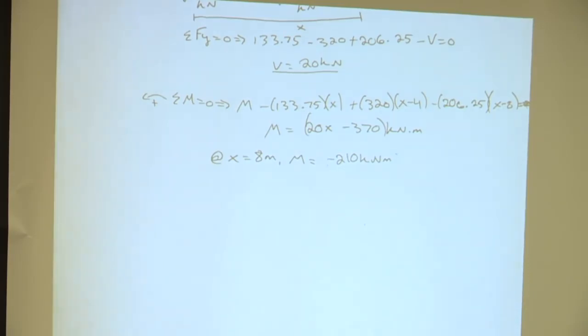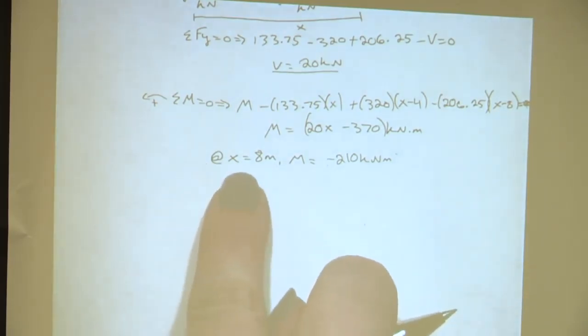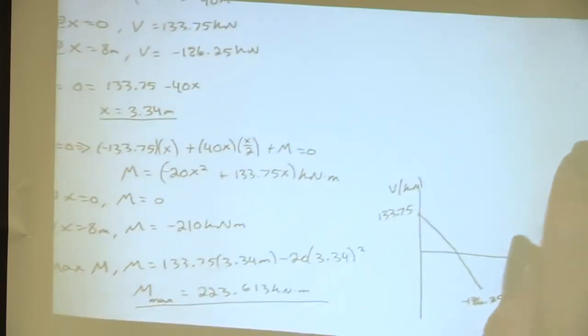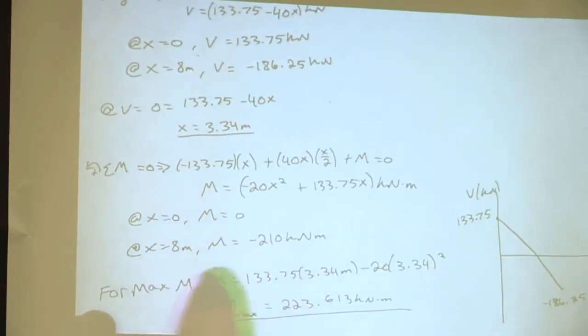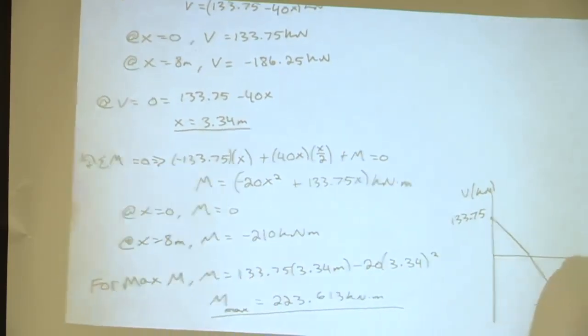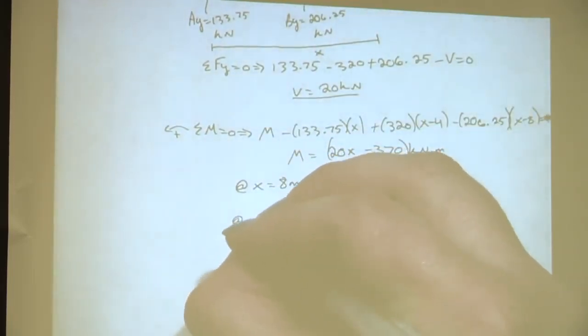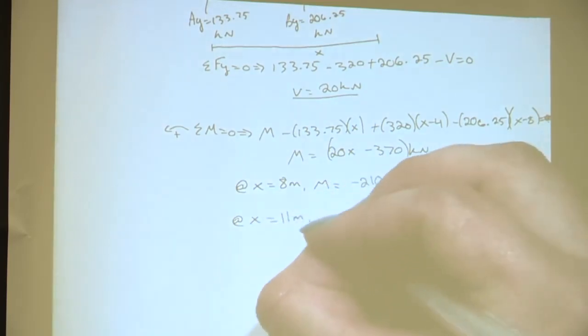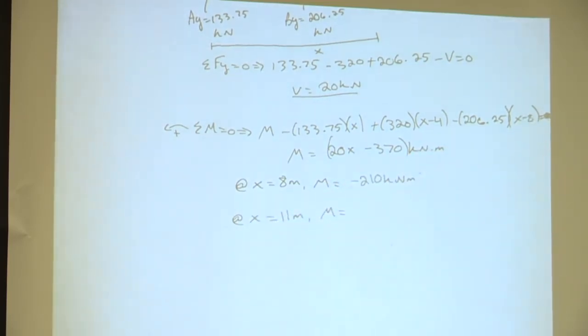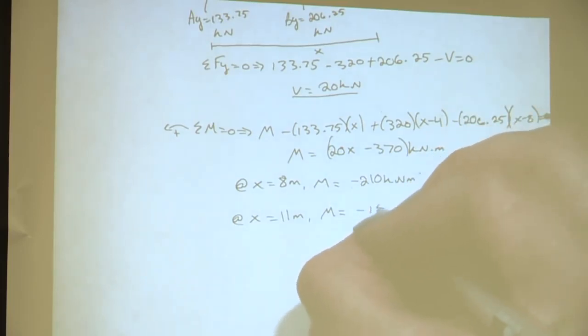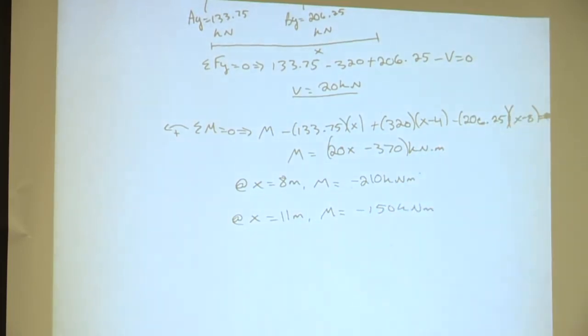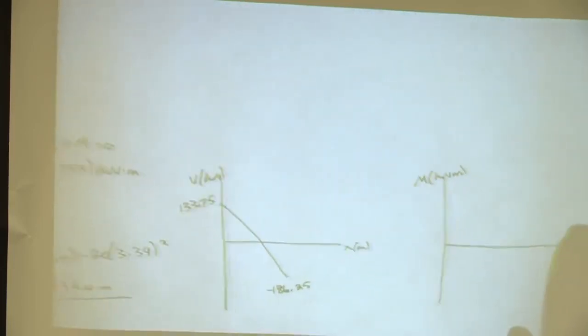One way to make sure that your equation was correct: if you see that M at x equals 8 meters is negative 210, check back over here at x equals 8. We also have negative 210, so that's one way to check that you're on the right track. Now we need to find x equals 11 meters. What does M equal? Negative 150 kilonewton meters. So now are we done with this equation? Yes. Awesome, so now what do we need to do? Wrap it. Awesome, so wrap it.